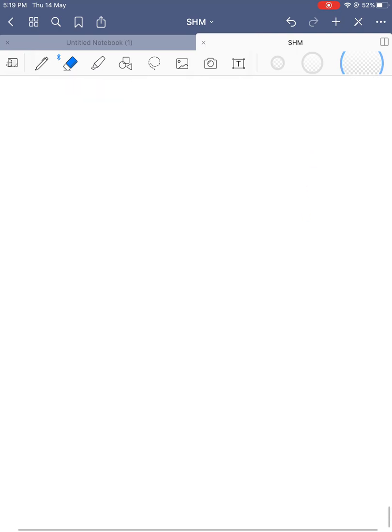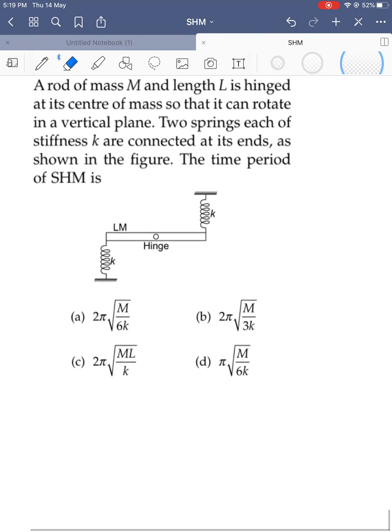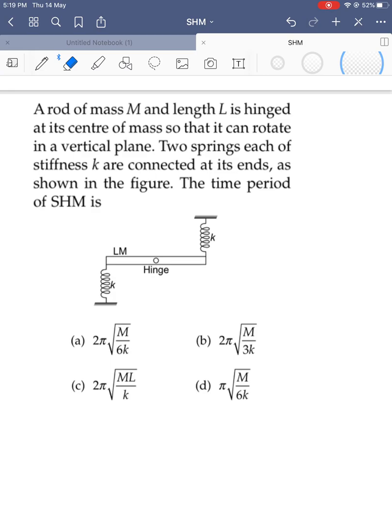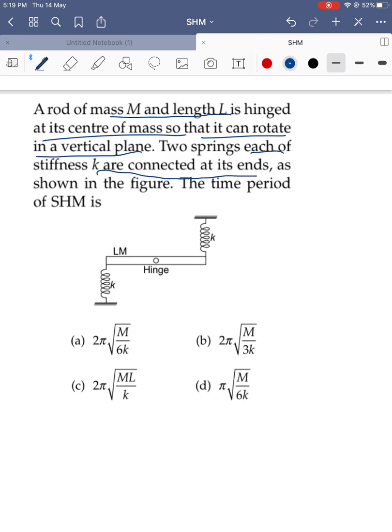Instead of this question I will show another question. Okay, two springs are there, a rod of mass m, length l, is hinged at the center so that it can rotate in a vertical plane. So vertical plane it is rotating. The springs, each of stiffness k, are connected at its ends, as shown in the figure. Time period of the system is.